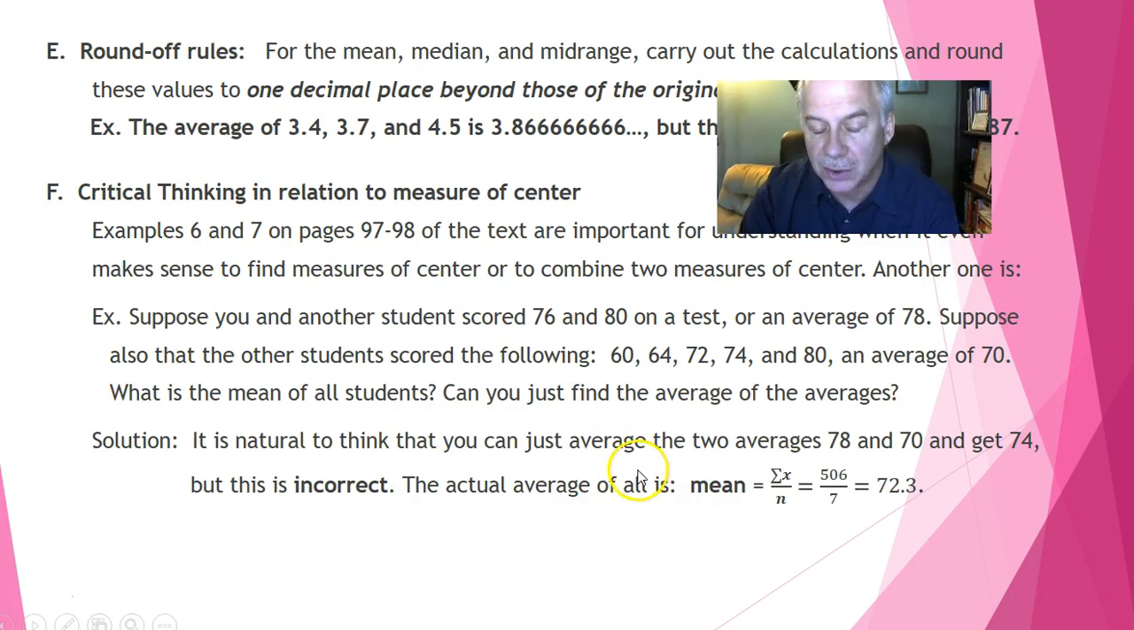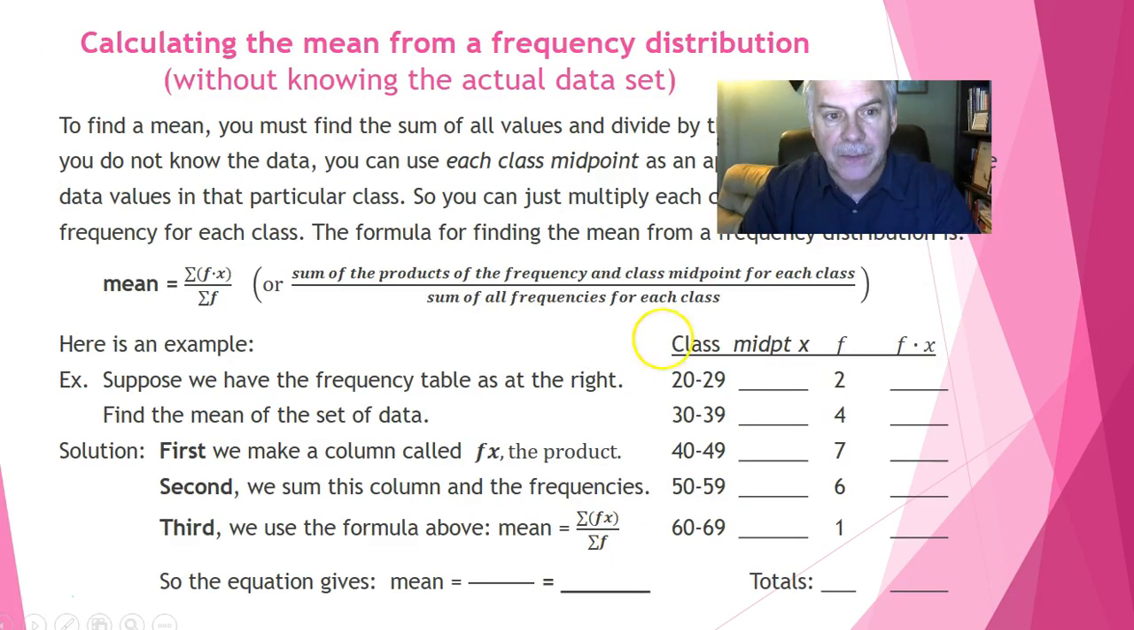So it's natural to think that you can just average the 2 averages of 78 and 70 and get 74, but this is incorrect. The actual average, if you add up all those scores, 76, 80, 60, 64, 72, 74, and 80, and then divide by the total number, which is 7, you get 72.3. So you see that if the sizes of the groups aren't the same, you can't just average the averages.